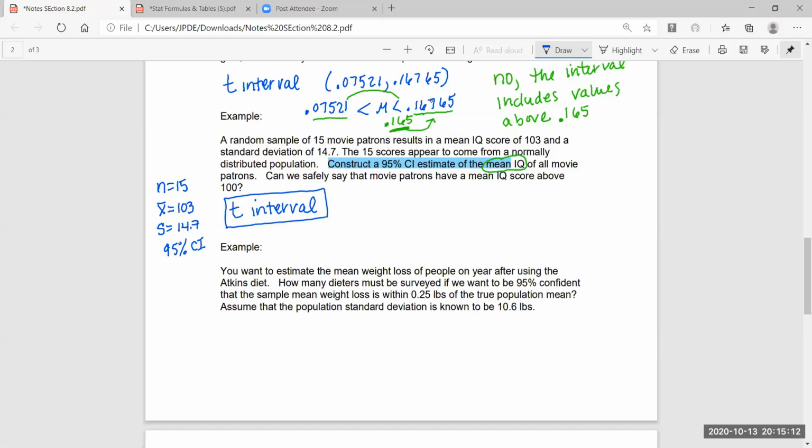And then you're going to go to your calculator. I'm grabbing mine right now. And you're going to go down to your T interval, which is number 8. This time we were not given a list of data, so you want to highlight stats. The mean is 103. The standard deviation is 14.7. The sample size is 15. The confidence level is 95. And we're going to calculate. And we're going to get 94.859 and 111.14.